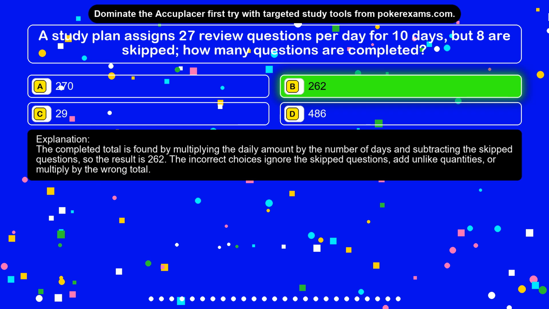The completed total is found by multiplying the daily amount by the number of days and subtracting the skipped questions, so the result is 262. The incorrect choices ignore the skipped questions, add unlike quantities, or multiply by the wrong total.